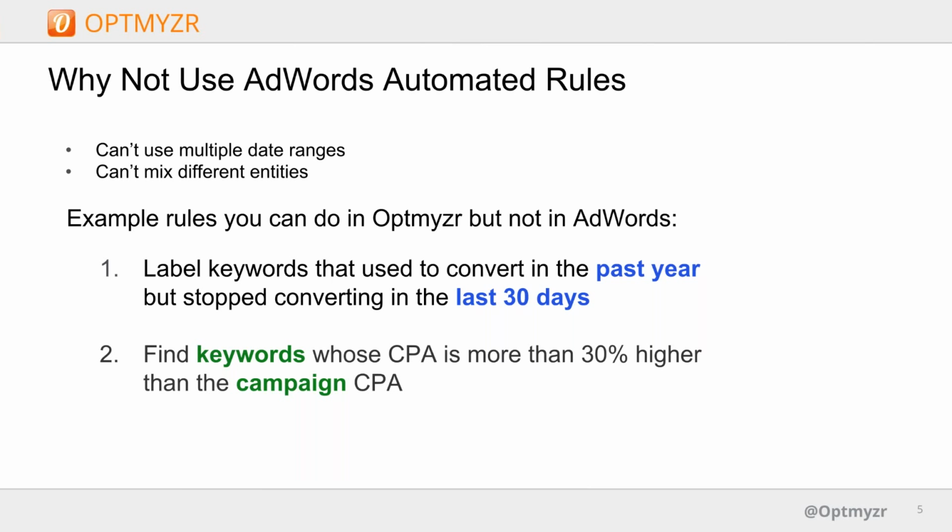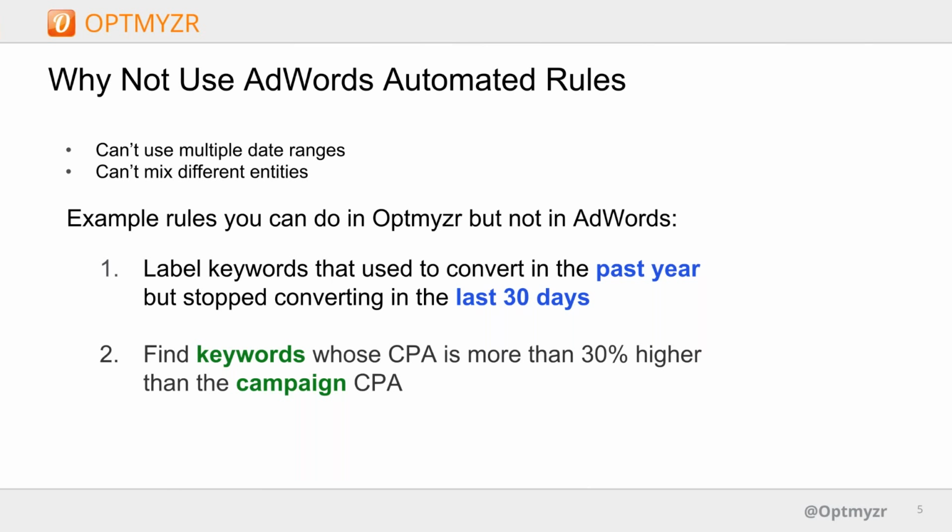Now, the second optimization that'd be really difficult to do in AdWords is finding keywords whose CPA is more than 30% higher than the campaign level CPA. This is actually one of my favorite rules that I've built through the rule engine. It's basically a rule that helps you find outliers. The reason I like this rule is that oftentimes I ask customers, what is your cost per acquisition target? Or what is your return on ad spend target?